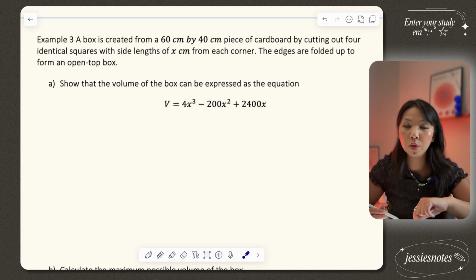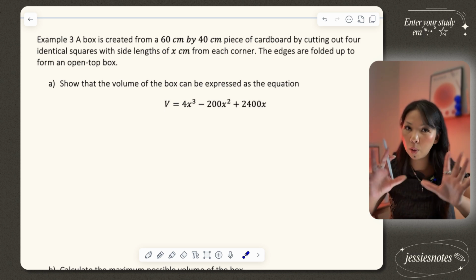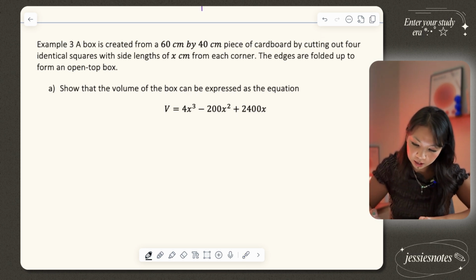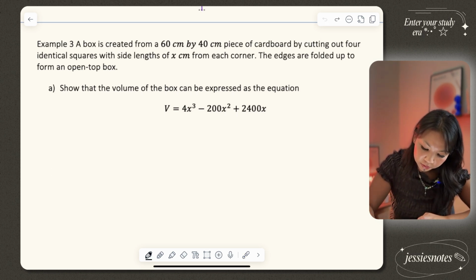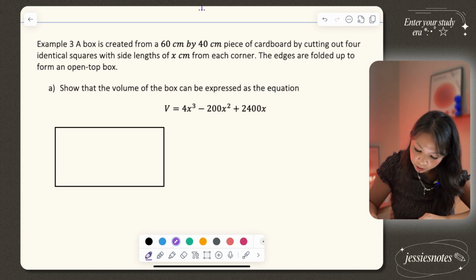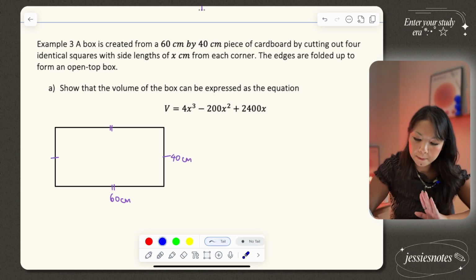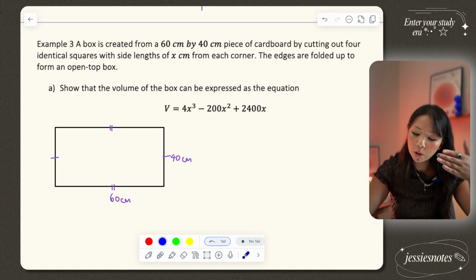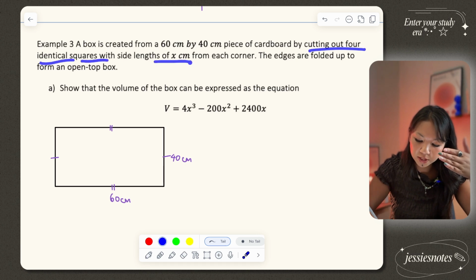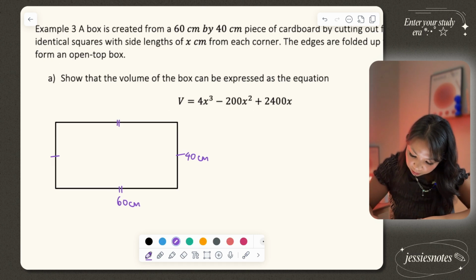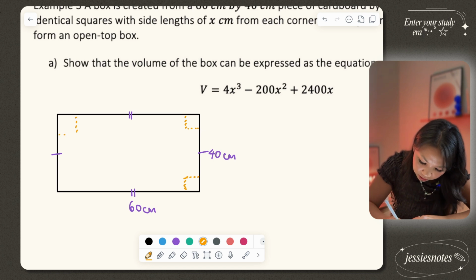Okay, so first thing you should always do if you're given a measurement or geometry problem is draw out a diagram. So let's draw out a rectangle. Okay, so I have a rectangle which is 60 centimeters by 40 centimeters. And this piece of cardboard is going to be shaped into a box by cutting out 4 identical squares with side lengths of x from each corner. So I'm going to draw in, this dotted bit is where I'm going to cut it. Each of these are going to be side lengths of x.